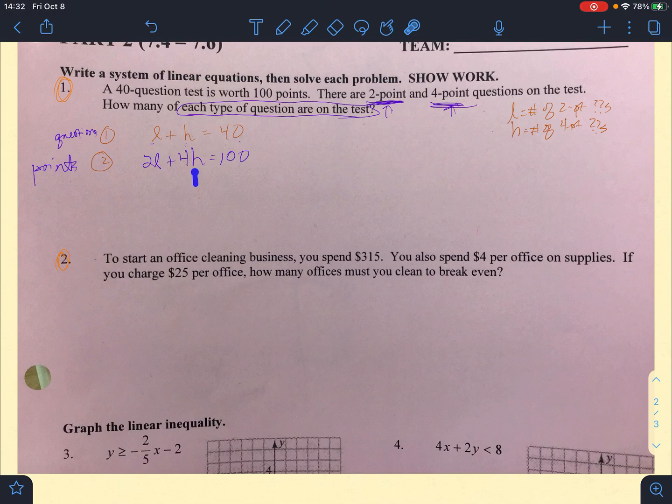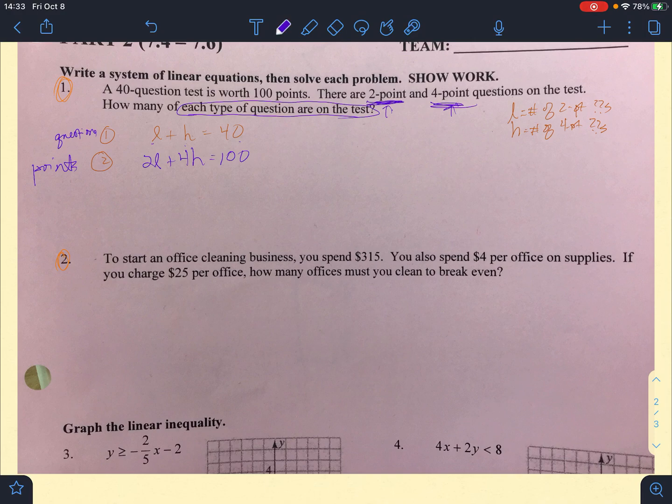Okay? Now, same with the high questions. H is the number of 4-pointers. So if there were 5 4-point questions, that would be 20 points coming from these. If there were 10 high questions, that would be worth 40 points. If there are 20 high questions, that would be 80 points of all the tests. Now we look at this and say, oh, these are nicely aligned.